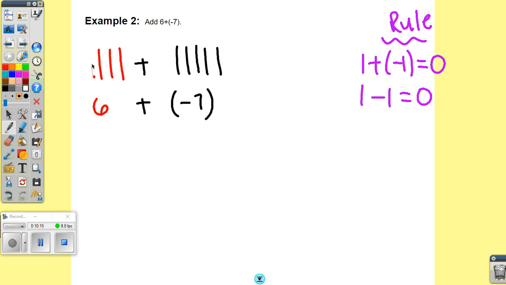Get rid of another red and another black. Be very careful that you're getting rid of the same number of reds and the same number of blacks, by the way. So I'll do it again. Cancel out this red, and I'll cancel out this black. I'll get rid of this red. I'll get rid of this black. And then I'll get rid of this red, and I'll get rid of this black.